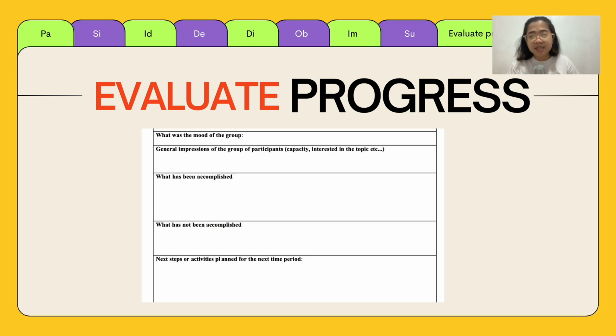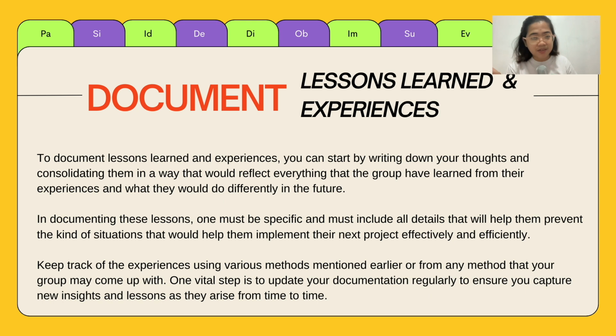The last but important key step is to document lessons learned and experiences. You can start by writing down your thoughts and consolidating them in a way that would reflect everything that the group has learned from their experiences and what they would do differently in the future. In documenting these lessons, one must be specific and must include all details that will help them prevent the kind of situations that would help them implement their next project effectively and efficiently.